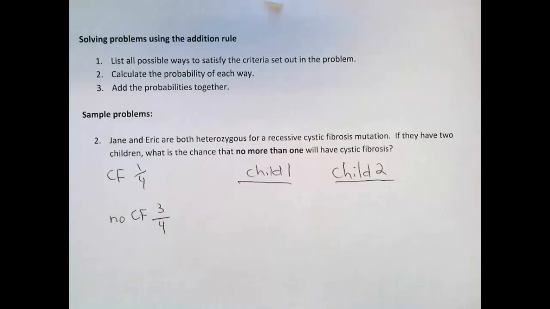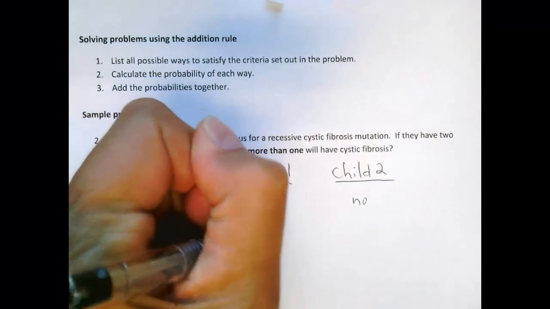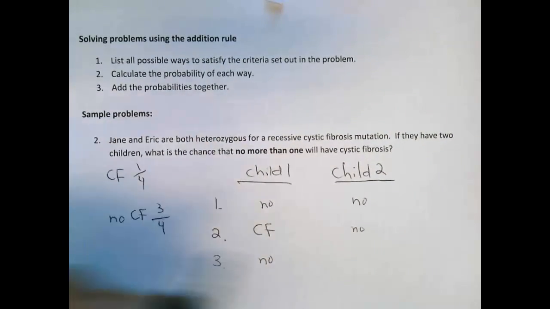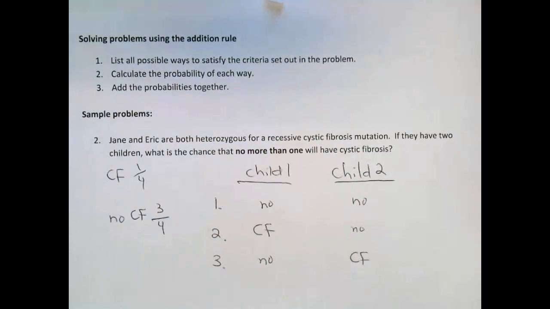First thing we'll do is list all of the possible ways to satisfy the criteria that is set out in the problem. One possible way to have no more than one child with cystic fibrosis is to actually have none. So that would be first child doesn't have it, second child doesn't have it. Another way would be to have the first child have cystic fibrosis and the second child no. And the third and final way would be for the first child not to have cystic fibrosis and the second child to have it.